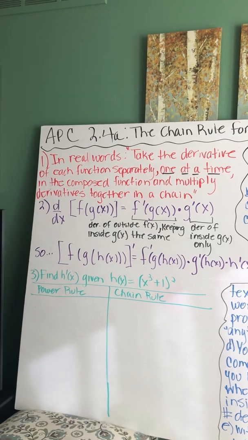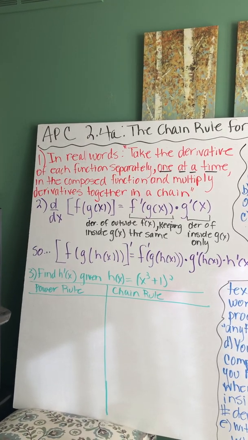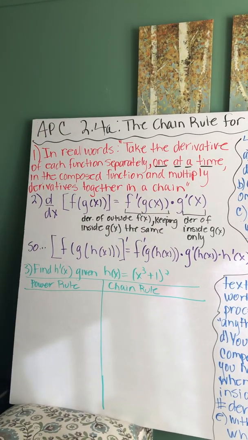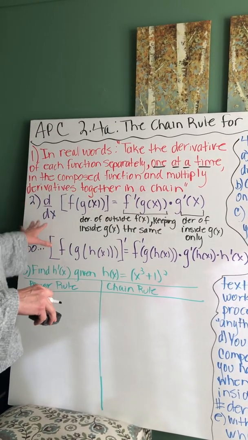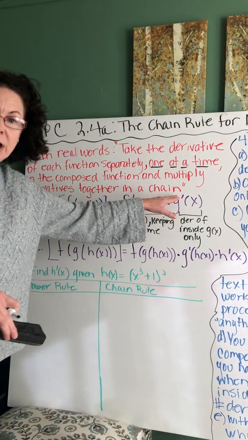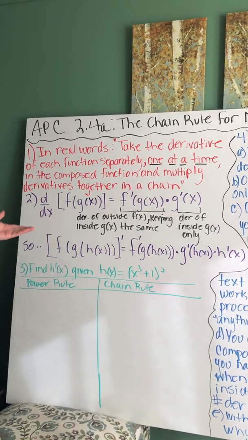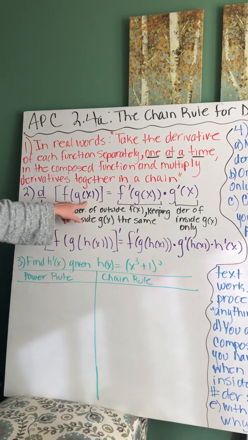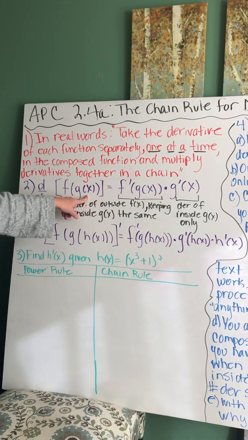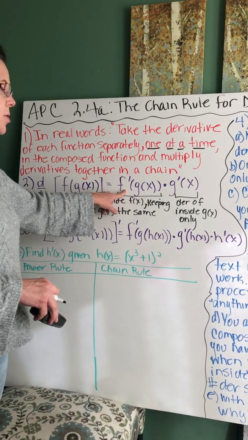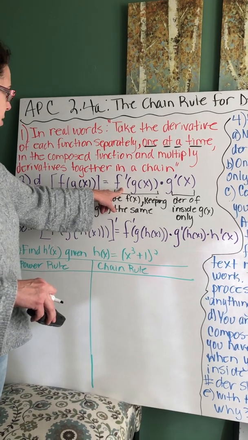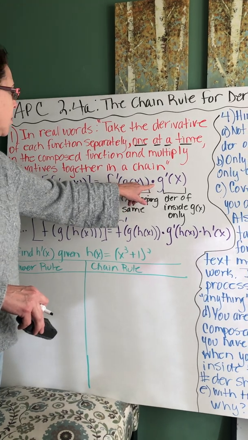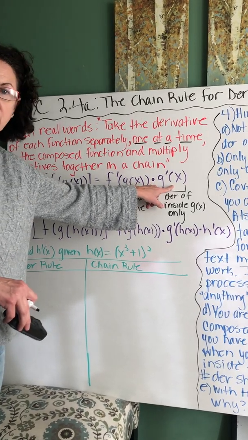So in real words, take the derivative of each function separately, one at a time, and only once, in the composed function and multiply derivatives together in a chain. In symbolic form, that would mean when you take the derivative of one function composed with another one inside of it, you first take the derivative of the outside function, you keep the inside function the same, then you multiply by the derivative of the inside function.